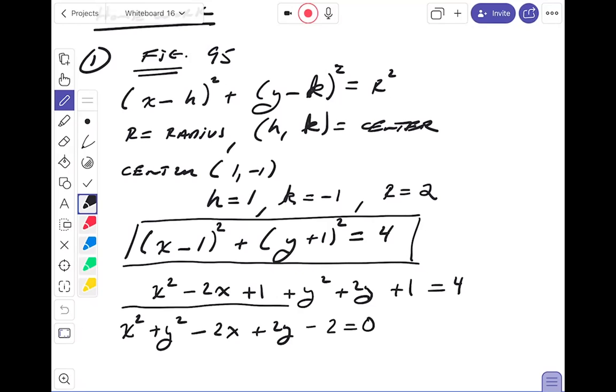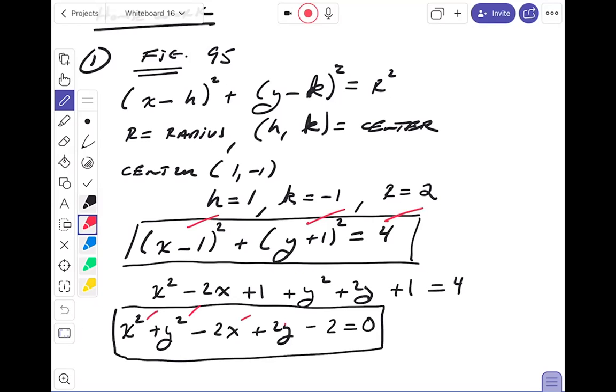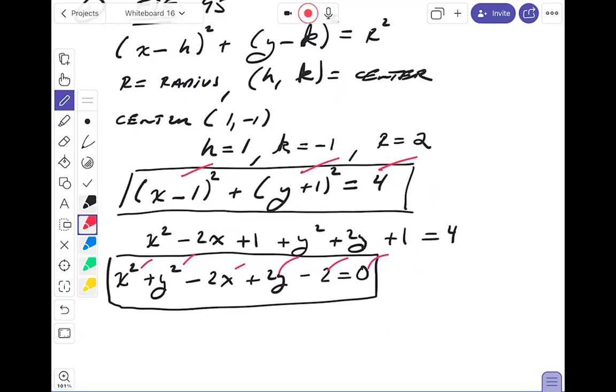There's certainly a great deal of variation in how you can write these things down. Let's put 2 boxes down. I'm going to go to my answer key and see if those answers are listed. I'm seeing this, and I'm also seeing this one: x squared plus y squared minus 2x plus 2y minus 2 equals 0. I feel good about that. I'm going to move on to problem number 2.